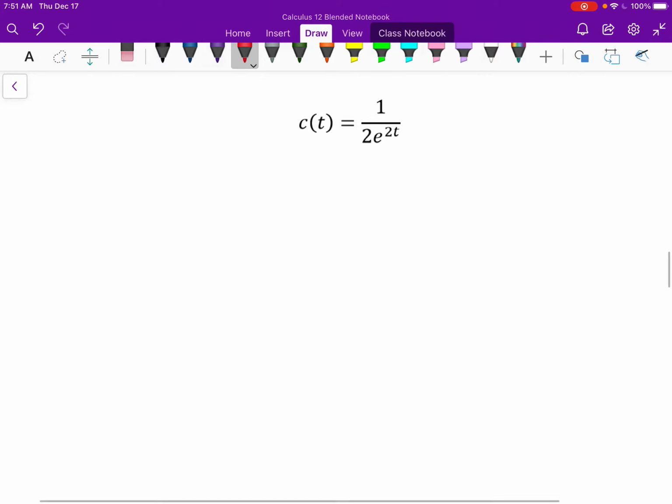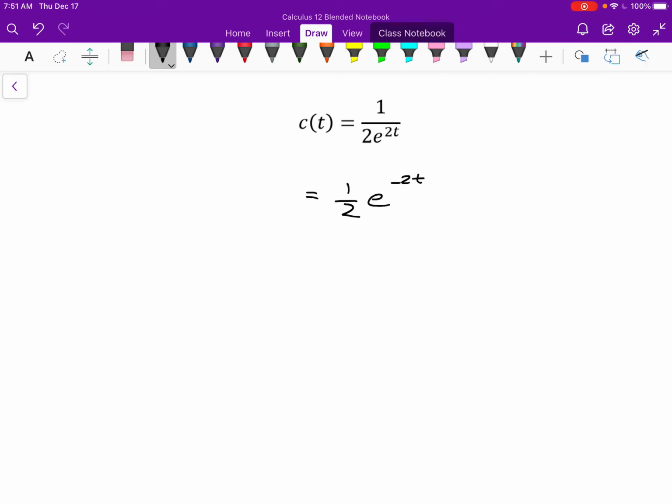Let's look at this, c of t. Okay, so I'm differentiating with respect to t, because again, e is not a variable. One thing I would do is anytime I see an expression like this, I would write it with a negative exponent, because then I can use the power rule. Otherwise, I have to use the quotient rule. And so before I differentiate, let me just write this as 1/2 e to the negative 2t.